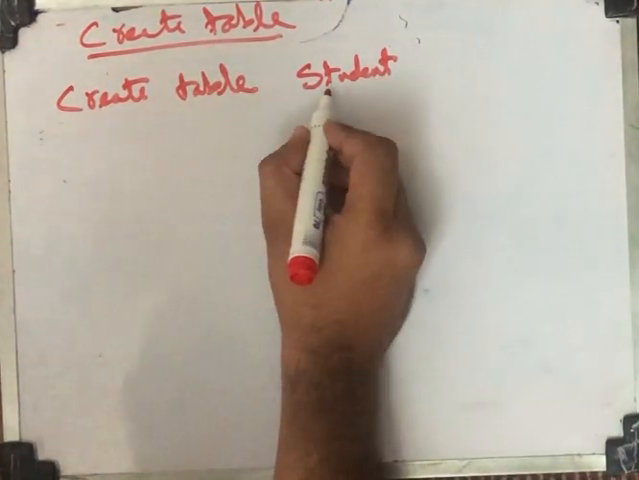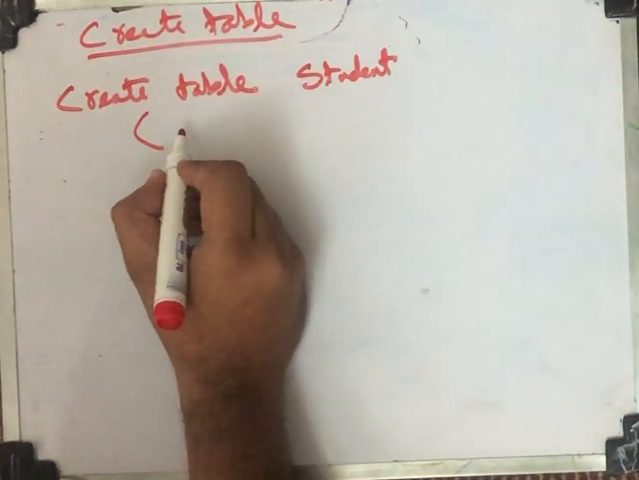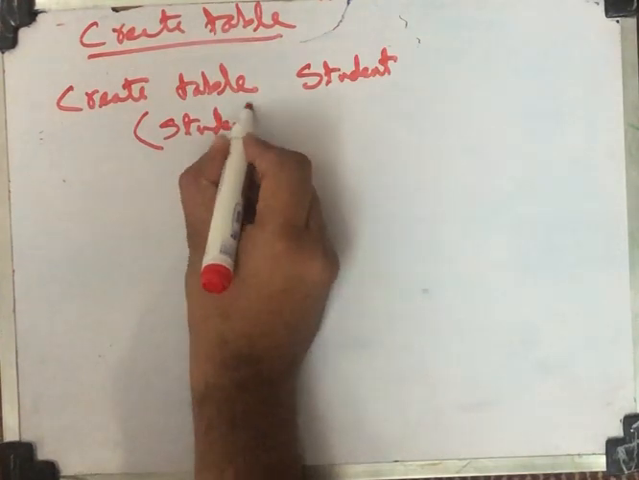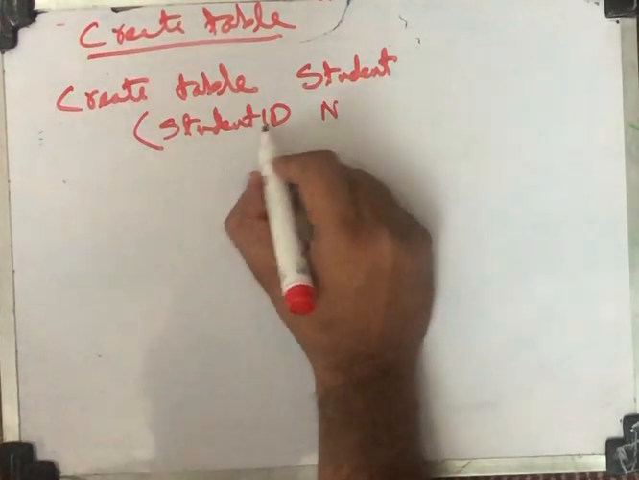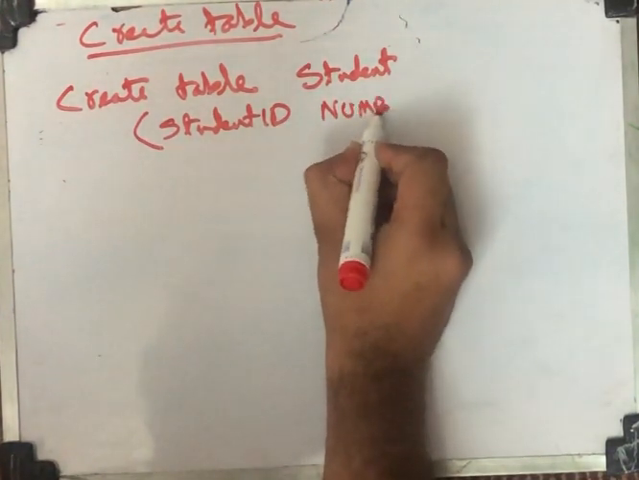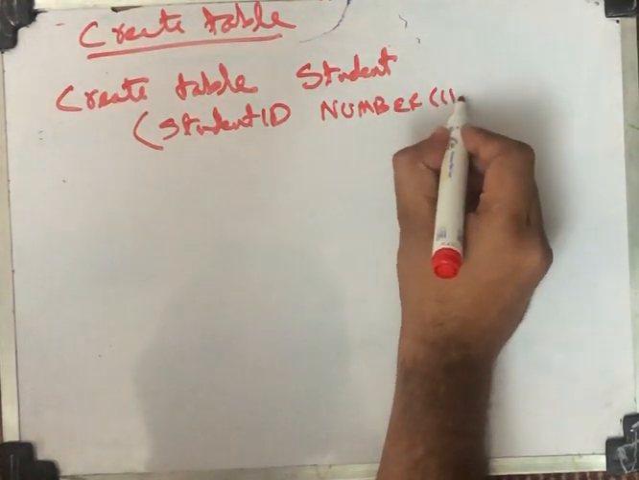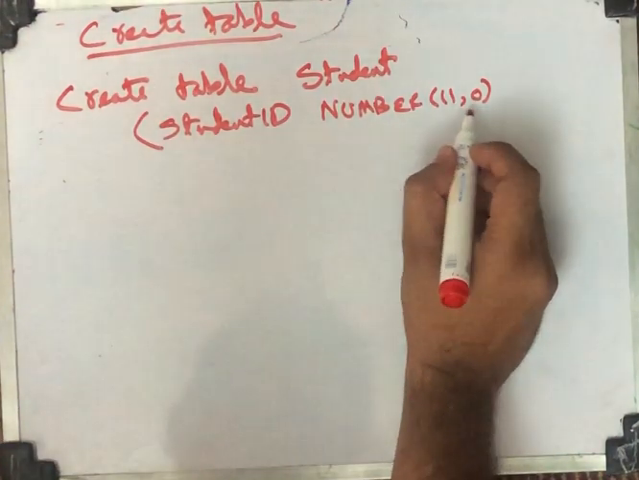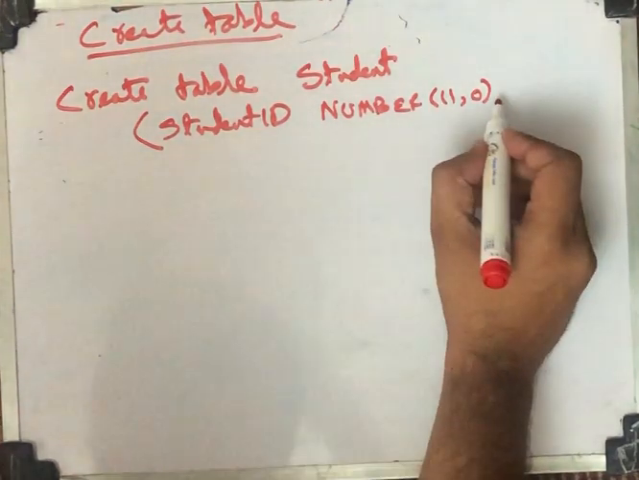After writing the name of the relation, these brackets are used, and then all of the columns, their names and their types and their sizes, are provided. For example, student ID, we want to add this column, and for example the type that we want to assign to this column is number. We can also provide the size of number, and in number we can also provide the decimal places. So this 0 tells that 11 is the size, and no digit would be allowed after the decimal point.